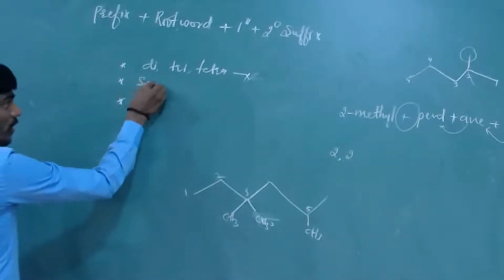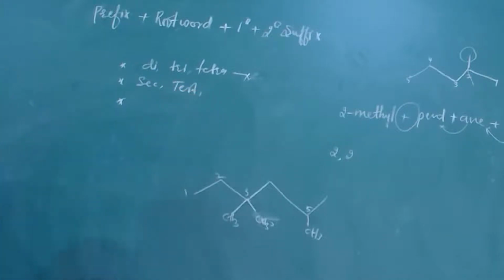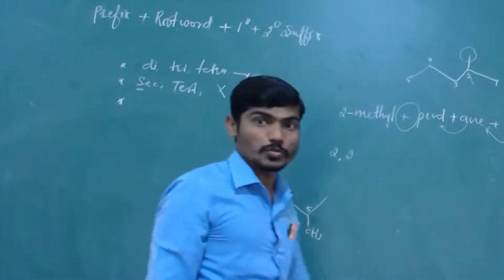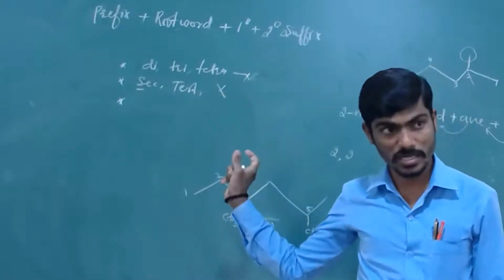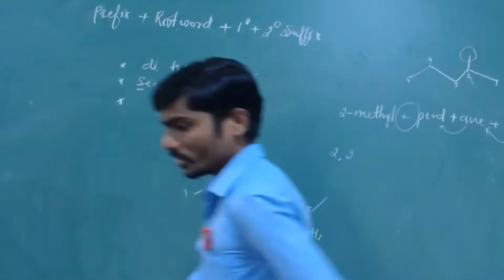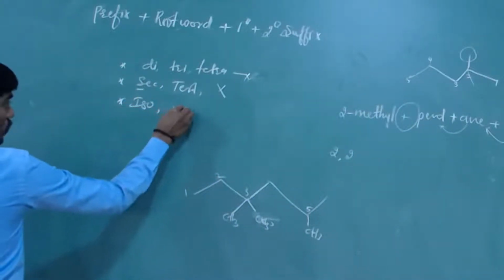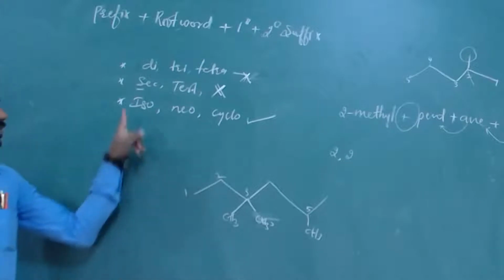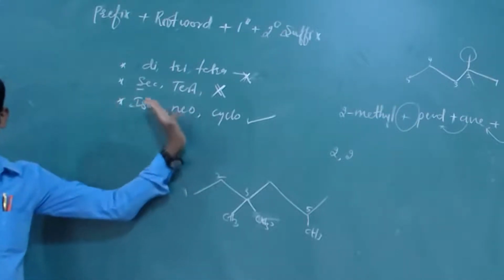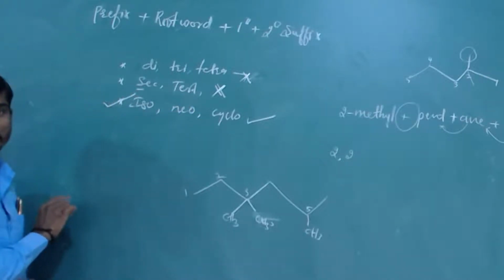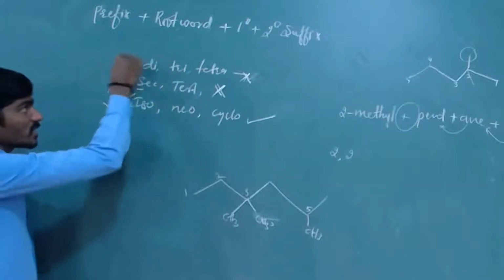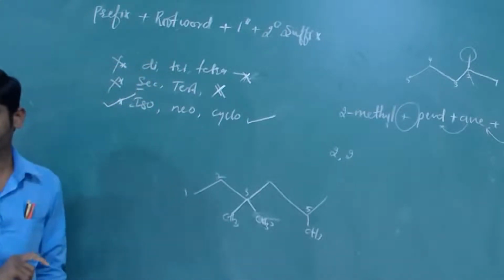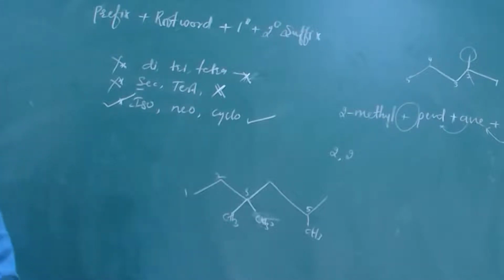Next, second point. If the compound has secondary or tertiary groups, such as secondary butyl, these are not considered while deciding the alphabetical order. Whereas iso, neo, cyclo, etc., the letters I, N, C, are considered. Secondary and tertiary are not considered. Di, tri, tetra are not considered in an open chain, whereas if it is a branched complex group, then it is considered.